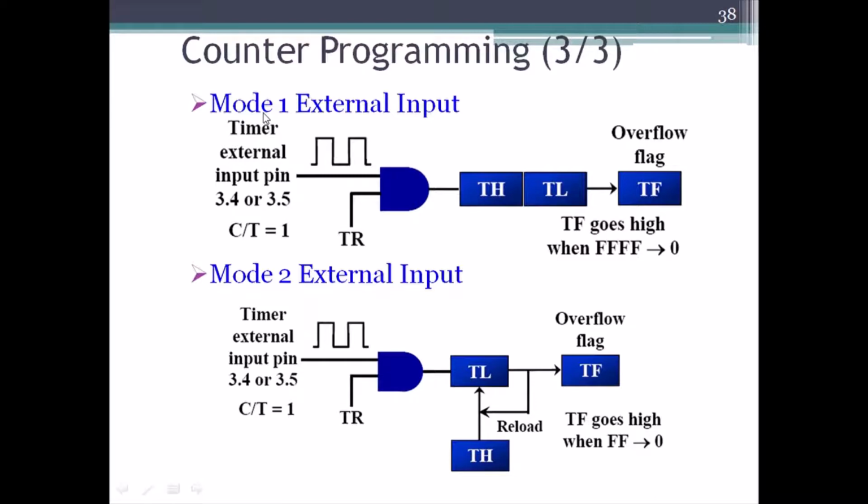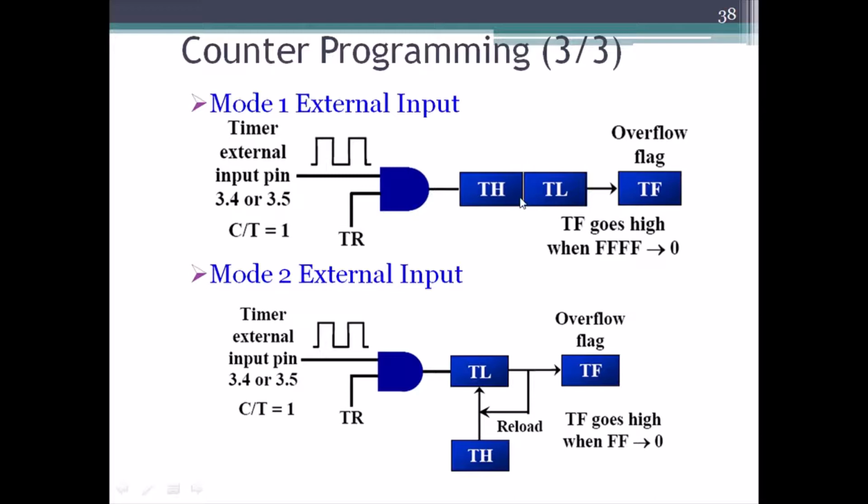Counter programming: like in timers, we have four modes, mode 0, 1, 2, 3. Here for counters we have mode 1 and mode 2. The signal from the input pin is fed, and also the TR0 or TR1 bit of the TCON is used to start and stop the counter. TR0 equal to 0 stops and TR1 equal to 1 starts the counter.